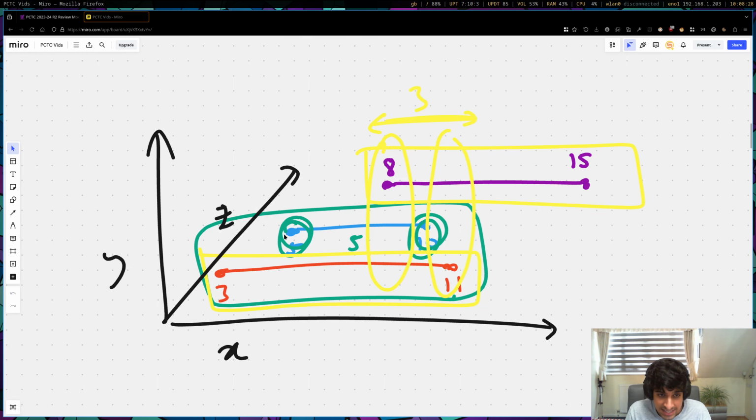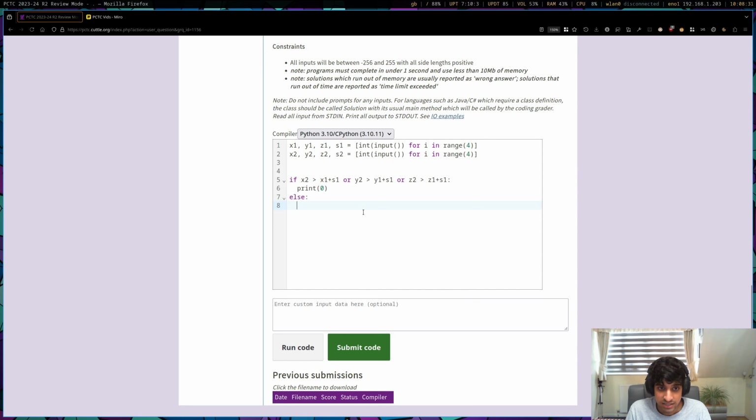So let's do that. Let's calculate the starting point and the ending point for the x-axis. Starting point is going to be in a 1. So let's say x start. That's going to be the maximum of both starting coordinates. And what's x end going to be? The ending coordinate is going to be the minimum of both ending coordinates, which is x1 plus s1 and x2 plus s2. And this is all we need to figure out the starting and end x coordinates.